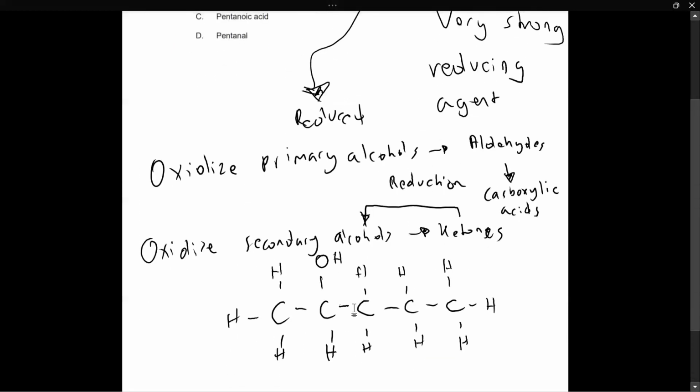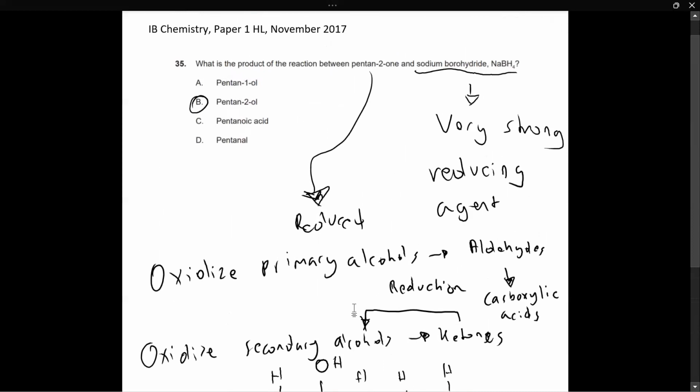Hopefully you have understood that. It's a very easy concept. If you know the oxidation of organic molecules, reduction is very simple. It's just the backwards reaction. So if someone asked you what you get when you reduce aldehydes, you would just say that when we reduce aldehydes, we get primary alcohols. That's all you need to know.